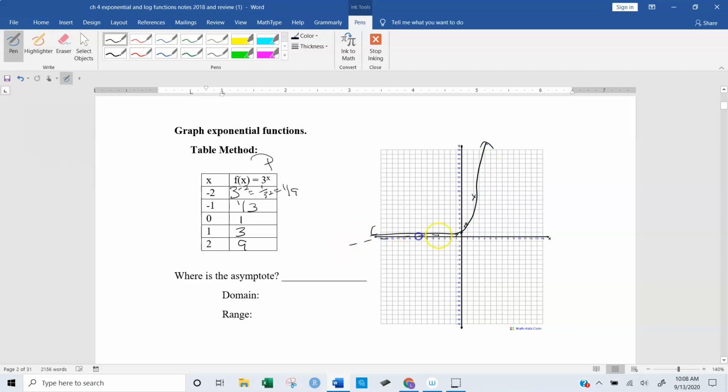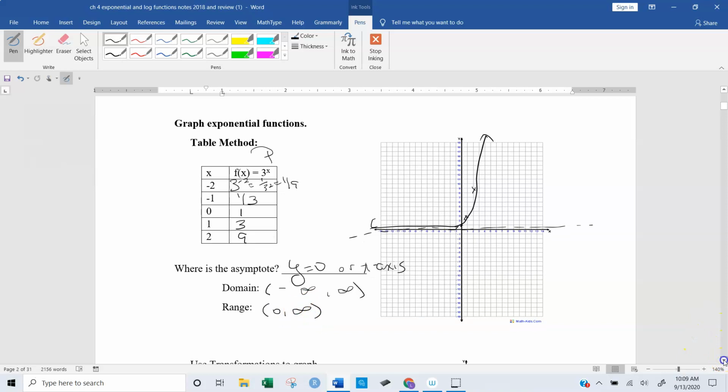So we have an asymptote right here on the x-axis. So your asymptote is actually y equals 0, or you could write x-axis, both are correct. Your domain, so what can x be? Well, I can plug in any number for x. It may get close to 0, but it's still any number. Negative infinity to infinity. Your range is what your y can be, and my y starts at 0 and goes on forever. So 0 to infinity. Okay, there's your parent graph.